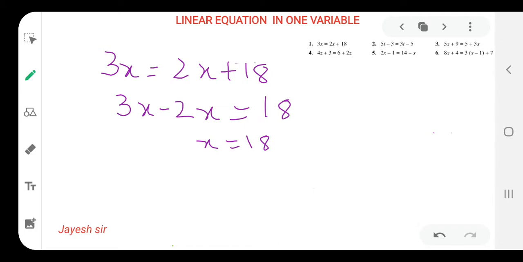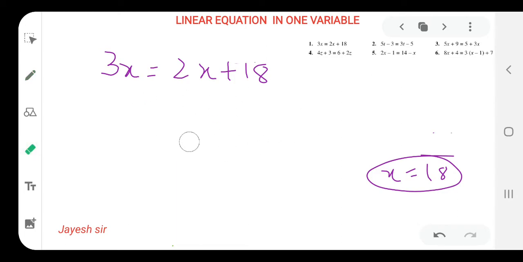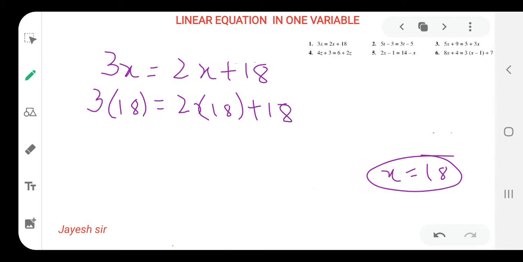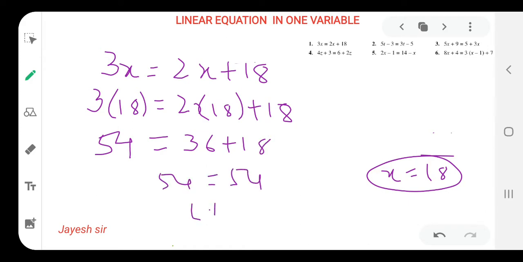But after getting this, we have to put the value of x as 18 in our question and check whether we have found the answer correctly or not. So let's check it. The value for x is 18, and here it is 2 into 18 plus 18. I know that all the students might be facing problems here, as they don't know the table of 18. 36 plus 18, that is 54, equals 54. That's LHS equals RHS. That means our answer is correct. I hope you all are getting it, friends.